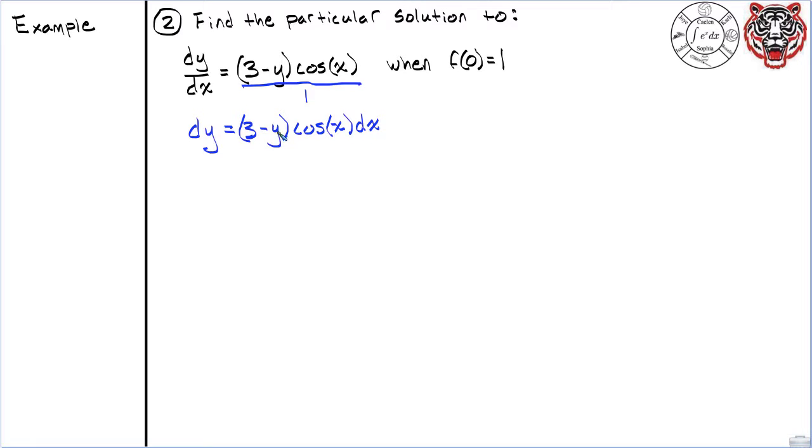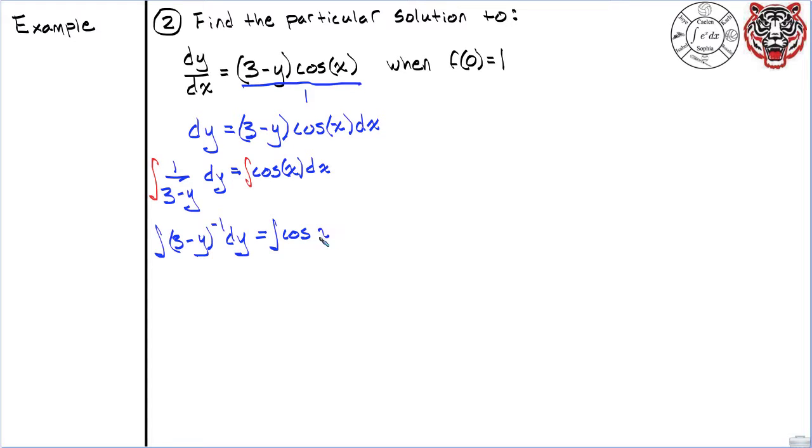Oh, look, I have a y on the right. I need to get it to the left. I need to divide by this entire term, 3 minus y. So I have 1 over 3 minus y dy is equal to cosine of x dx. All right, now I need to integrate. I don't like fractions, get rid of it, so it's going to be the integral of 3 minus y to the -1 dy is equal to the integral of cosine of x dx.